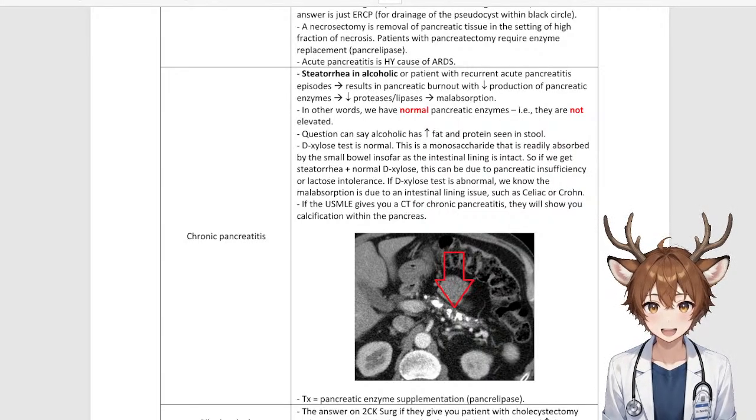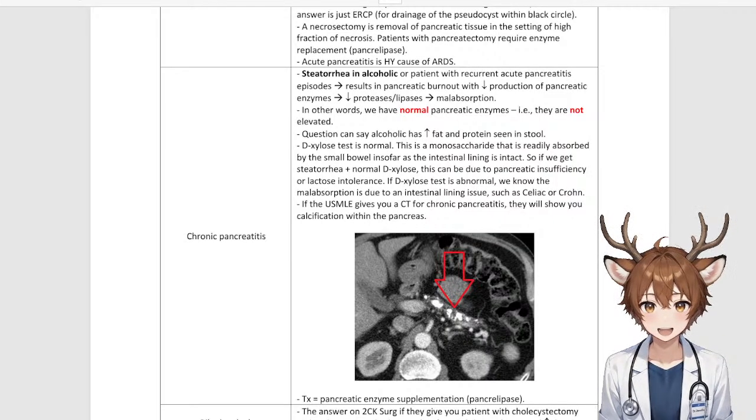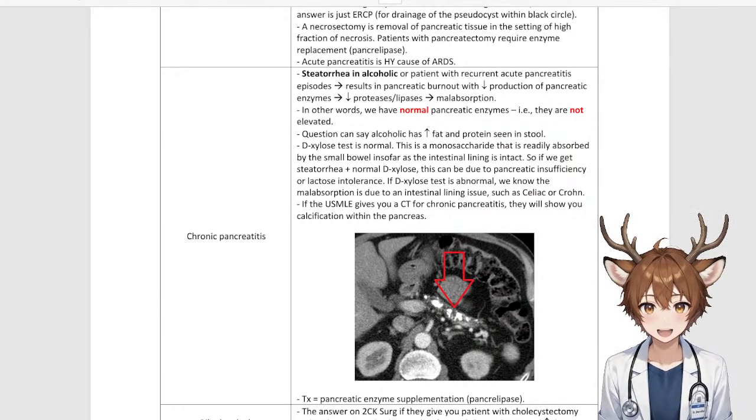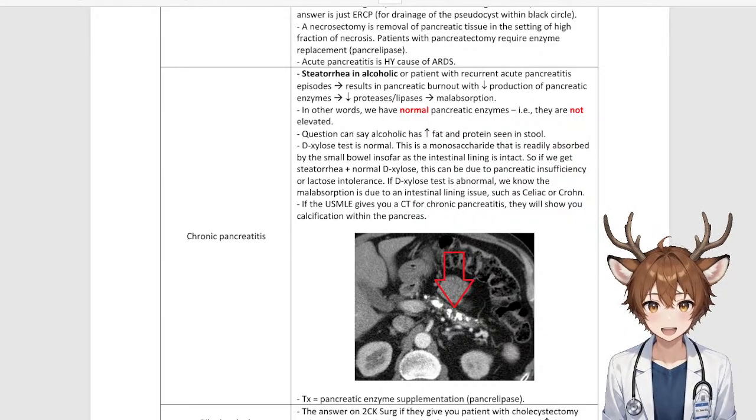celiac or Crohn's disease. If the USMLE gives you a CT for chronic pancreatitis, they will show you a calcification within the pancreas. The treatment is pancreatic enzyme supplementation, pancreolipase.